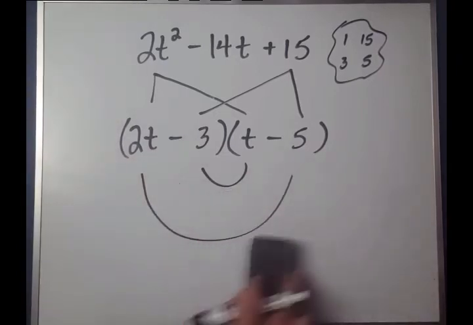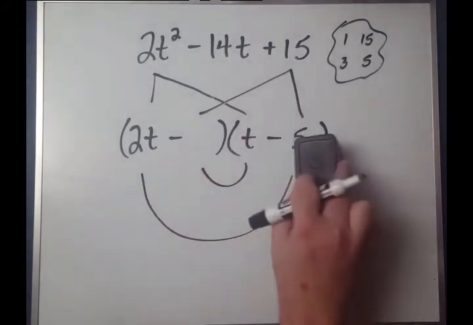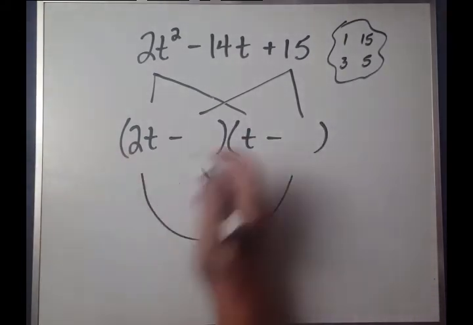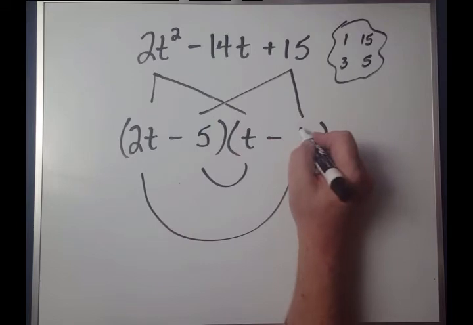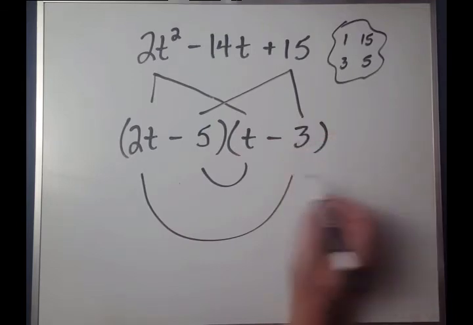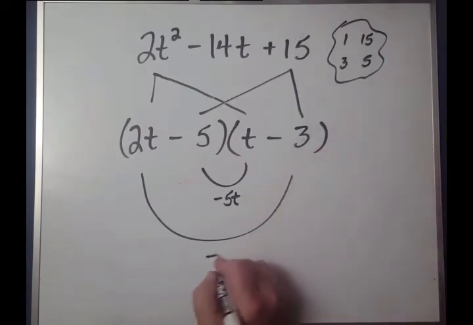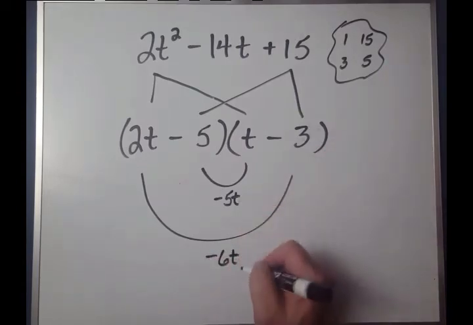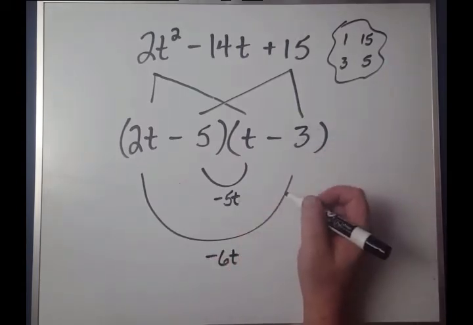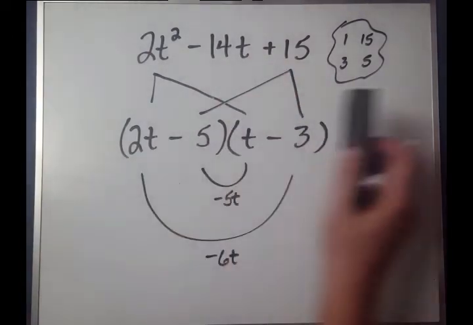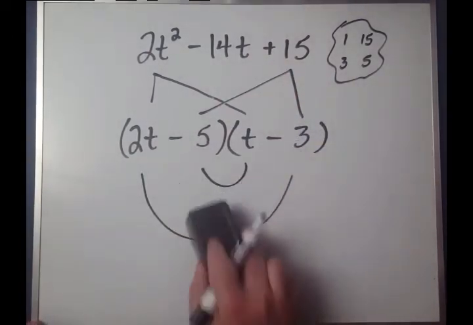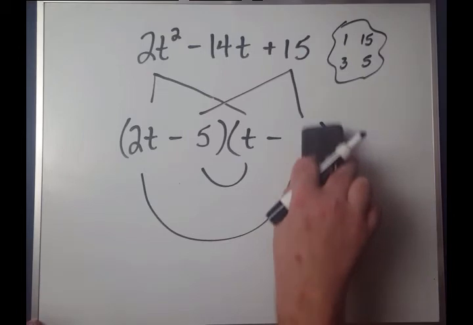All right, let's stick with the 3 and the 5, but swap places. Let's try the 5 over here and the 3 over there. Now the inside gives me minus 5t, the outside minus 6t, a total of negative 11t. Still not what we're after. So it's not the 3 and the 5. We've tried those both ways.